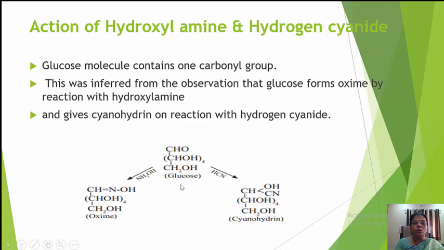And when this glucose is treated with HCN, then here cyanohydrin addition product is obtained. Here this CHO group is converted into CHOH-CN group and cyanohydrin of glucose is obtained.